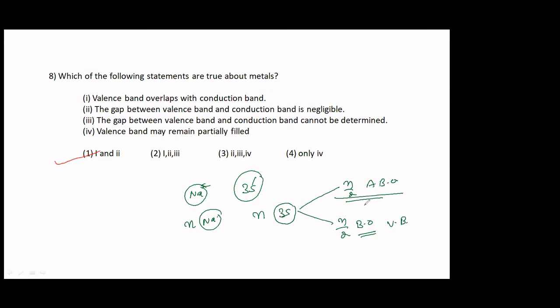So the gap between the valence band and conduction band is definitely less. It is almost quite close by. The gap between the valence and conduction band is negligible. That is also correct. But the gap between the valence band and conduction band cannot be determined because it is very small. The moment we start determining, we have to provide energy and then there will be mixing up of the excitation of the electrons. So it is difficult to determine. Valence band may be partially filled because some of the electrons can be excited to the conduction band even under ordinary conditions, because the gap is less. And therefore, except 3, all the others are correct here.